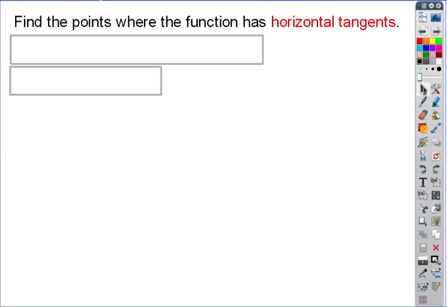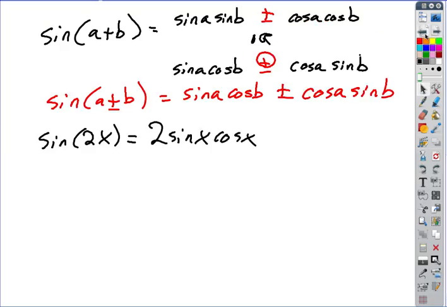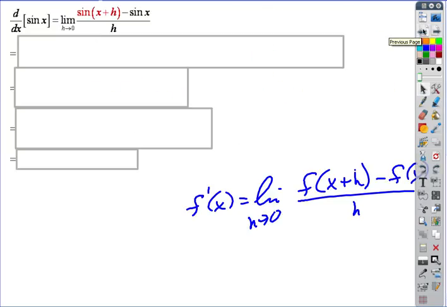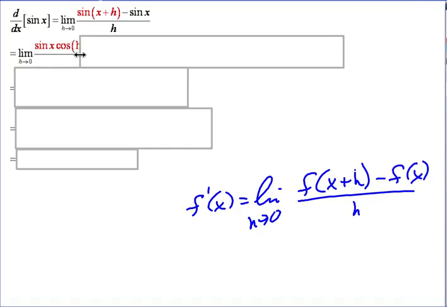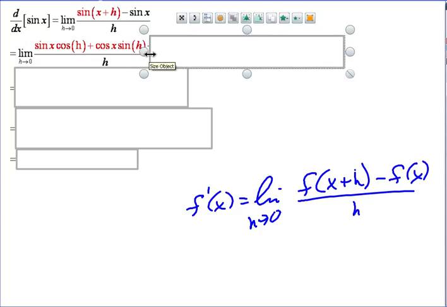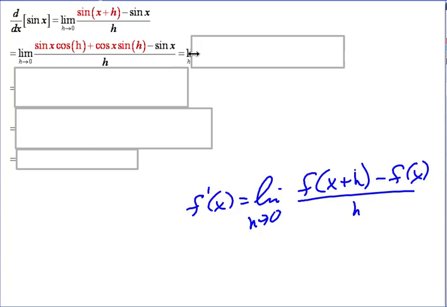Okay, so if we go back to this other page, let's use that. Doesn't that give us this? Because instead of A and B, we've got x and h. So sine of the first one times cosine of the second one, plus vice versa, and then of course just minus sine x. Okay, that's better.